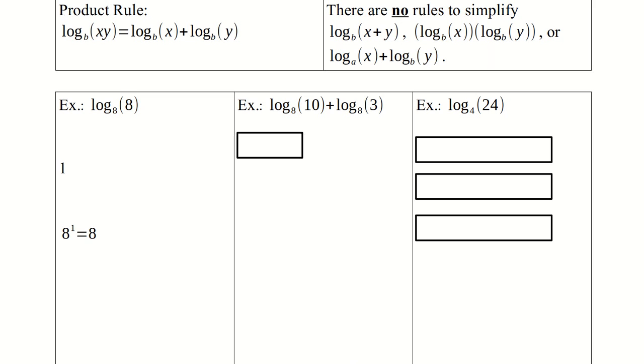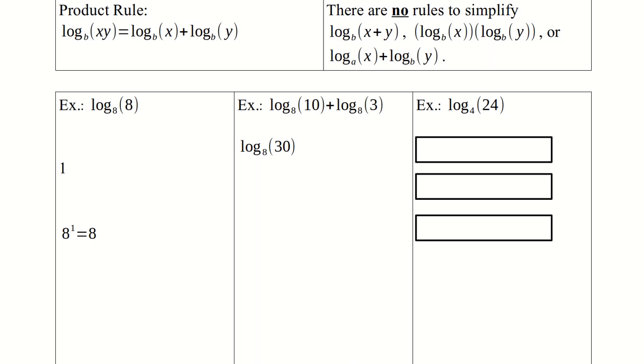Here in our next example, we've got a sum. We're adding two logarithms, and notice that their bases are the same. So we're basically working in the opposite order, from right to left. And we're going to use our product rule to make this sum into a product. So we'll take that multiplication inside, and that'll give us the log base 8 of 30.